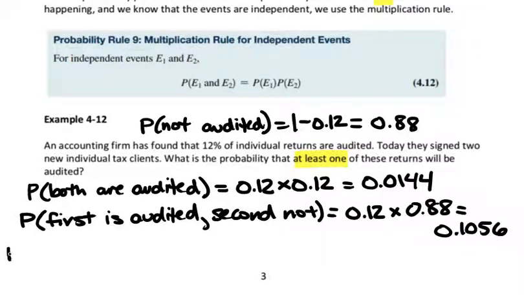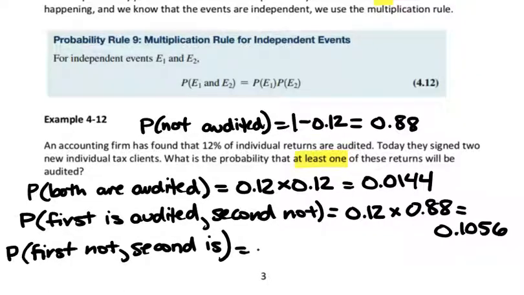And then the third possibility here is that the first is not audited and the second return is audited. And so the probability that the first return is not audited is 0.88. The probability that the second return is audited is 0.12. And that's obviously going to be the same as this one up here, commutative property. So the answer is 0.1056 again.